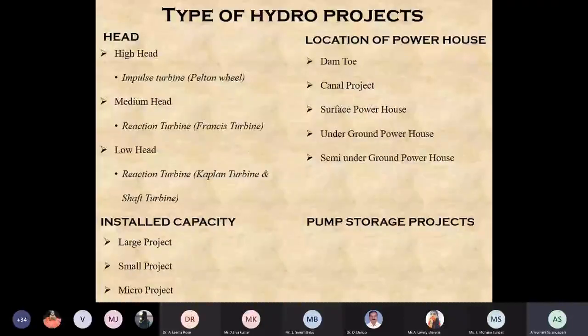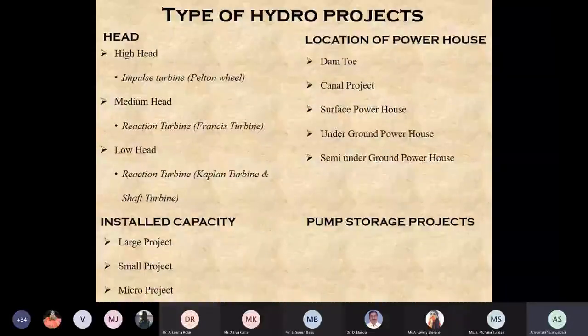And then installed capacity: based on installed capacity, there are large projects, small projects, and micro projects. Large projects means more than 100 megawatt, and less than 100 megawatt will be small projects. That means more than 5 and less than 100 will be small projects, and less than 5 megawatt will be micro projects. And somewhere there will not be megawatts, only kilowatts they will produce. That also will come under micro projects.